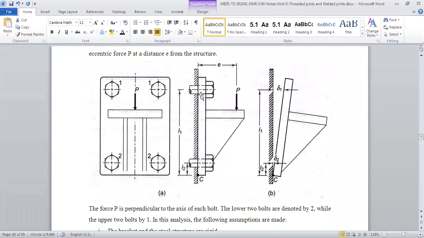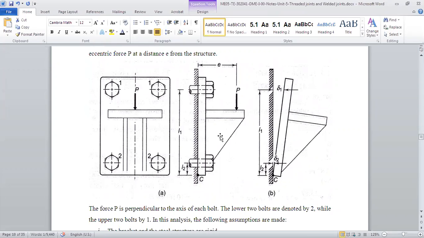We don't know d, we have to find d, so we'll keep d as it is. So 6250 upon pi by 4 d square will be your tau, and we know the allowable tau. But we will use maximum principal stress theory, so this is now the maximum shear stress.